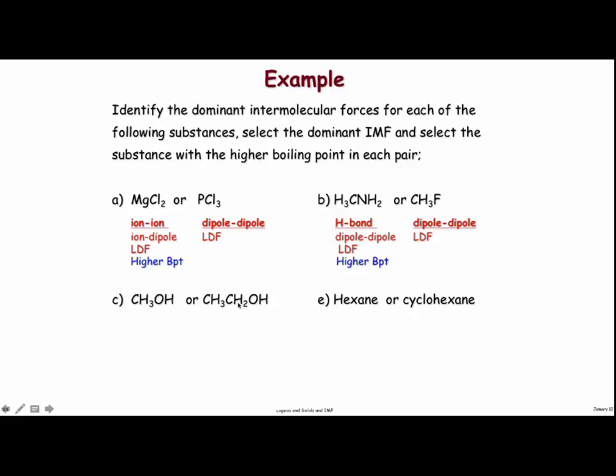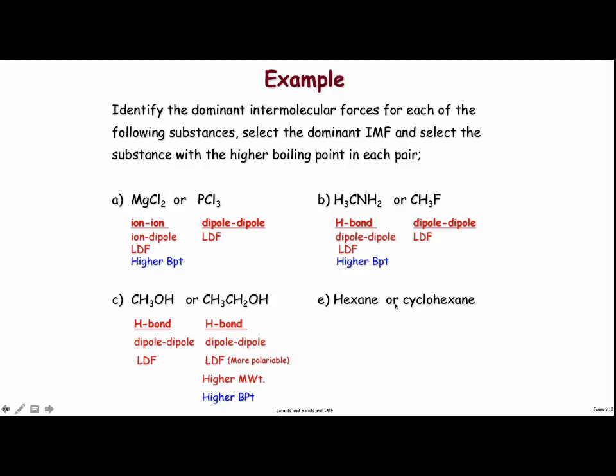This is methanol, this is ethanol. They both have hydrogen bonding, they're both polar. They both have London dispersion force, but this is a bigger chemical, so its London dispersion force is going to be significantly stronger, and so this would have the higher boiling point.